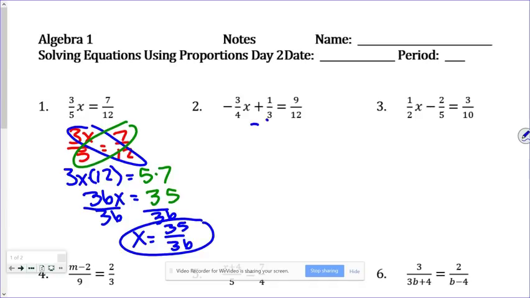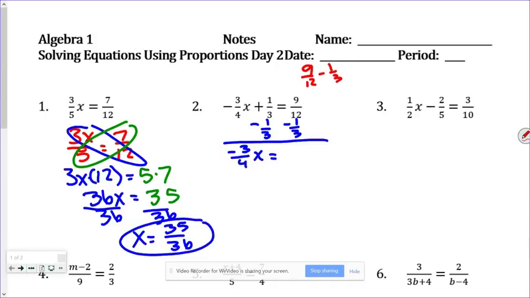So I'm going to subtract 1/3 from both sides. So I'm left with negative 3/4 x, and then equals this 9/12 minus 1/3. So if you have your calculator, you can use the fraction button. 9 fraction 12, enter, minus 1 fraction 3, enter, and it gives you your answer. If you don't know how to do that, or you don't have a calculator, you're going to have to do it by hand here. So I have minus 1/3.